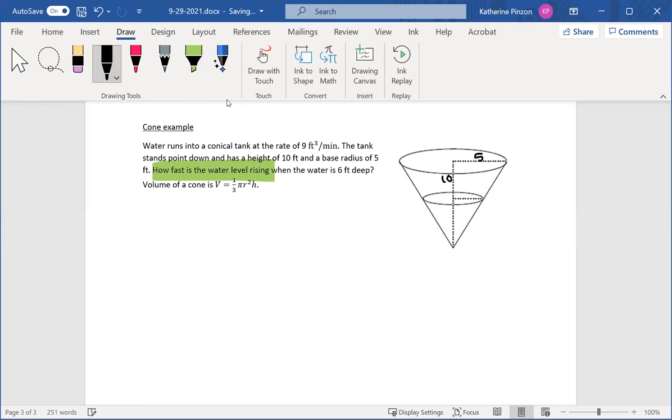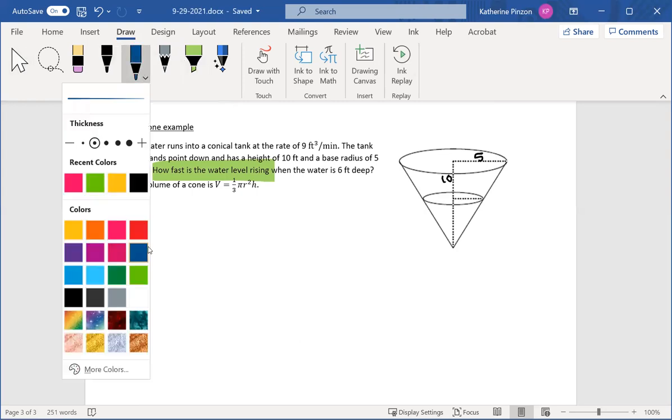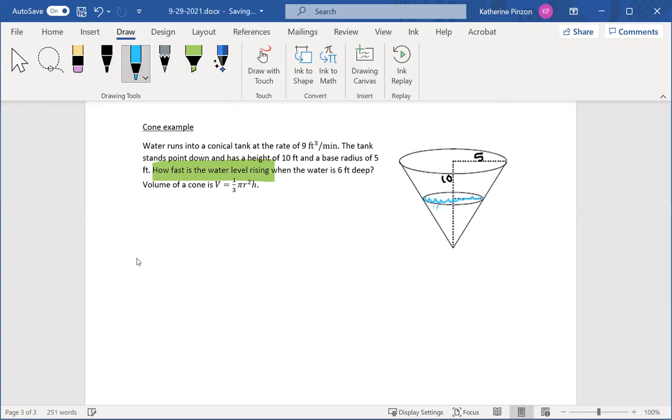In this picture, I'm labeling 10 and 5. That's the whole cone, though. That's not just the water part of the cone. The water part of the cone is down here. Let's do light blue water. The water part of the cone is down here, right? This is all filled with water down here.